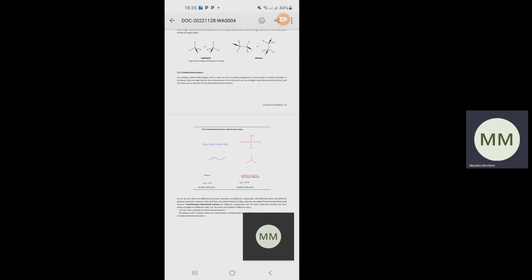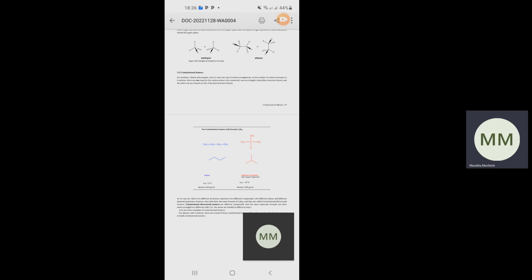We have the other objective of constitutional isomers. Methane, ethane, and propane have only one way of carbon arrangement. As the number of carbons increases to 4 carbons, there are two ways in which the carbon atoms can be connected: one in a straight line and the other in a branch. So constitutional isomers differ in structure. They are like structural isomers.